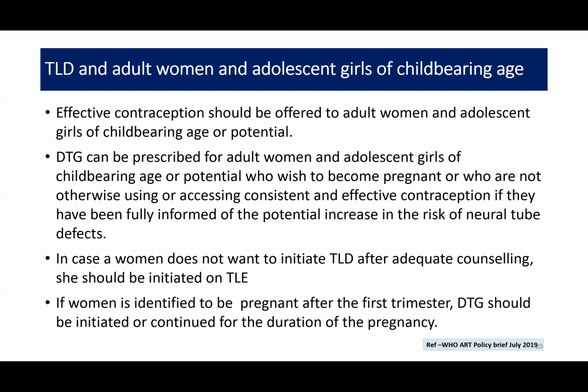So if a woman is identified to be pregnant after the first trimester, or maybe after the first month, then DTG should be initiated or continued for the duration of pregnancy. There is no question of neural tube defects in these particular women.